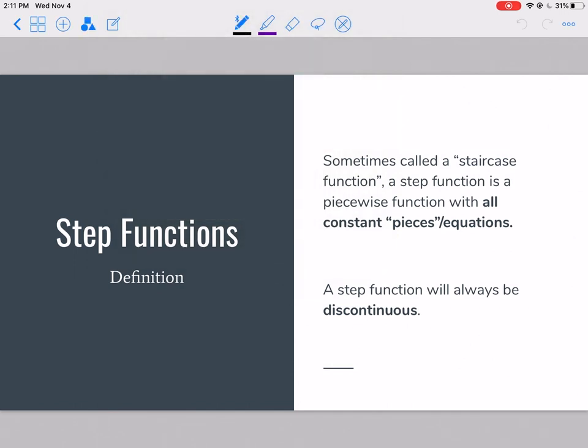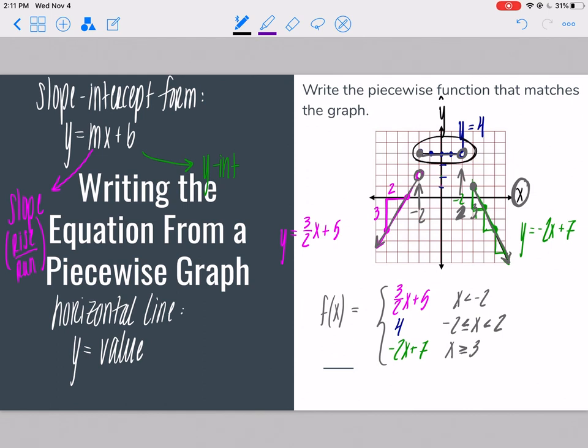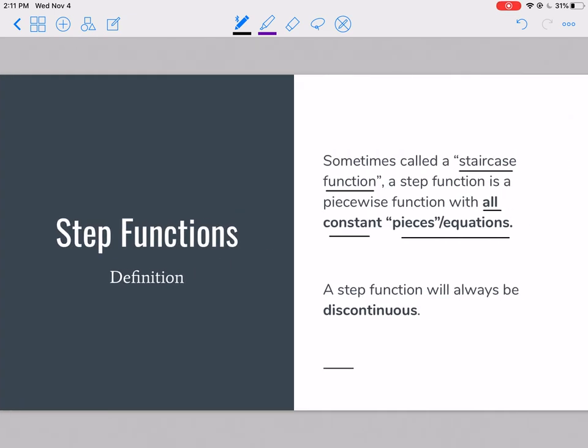So go ahead and write down this definition. Step functions, sometimes we call them staircase functions. They look a lot like a staircase. It's a step function with all constant pieces or equations. When I say a constant equation, I'm talking about one that looks like this blue one on our previous graph, okay? So if it's constant, that means it's staying the same. It's that horizontal line, and it is not changing. That y value is not changing.